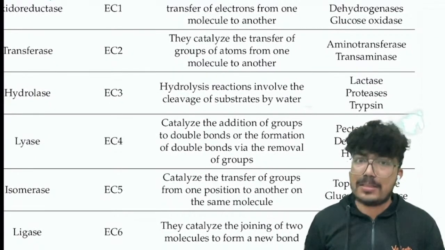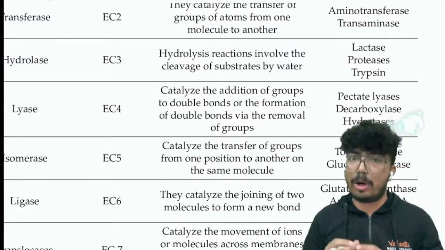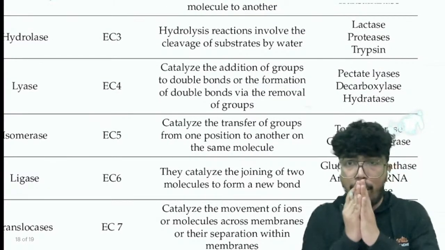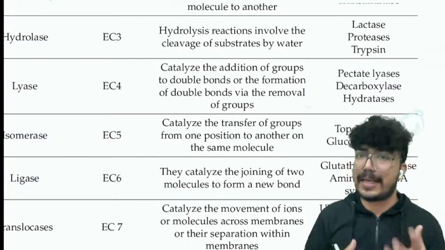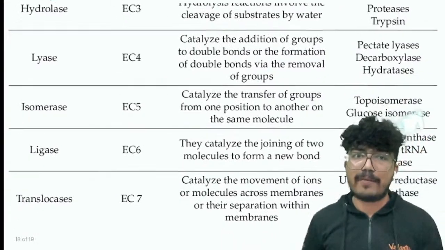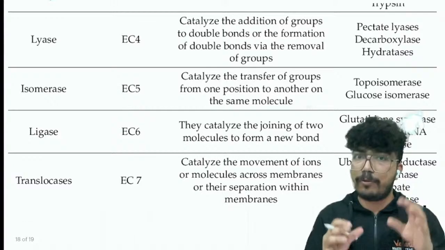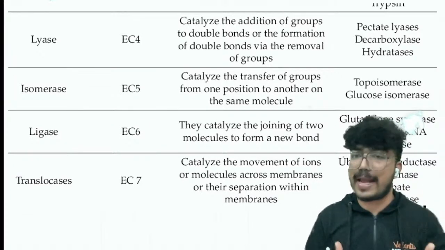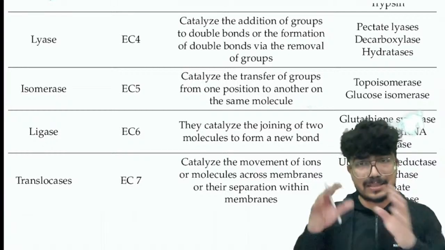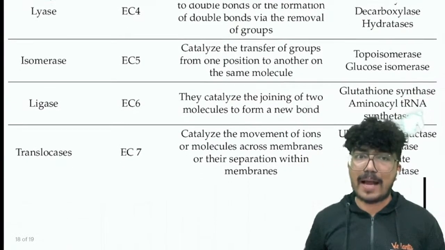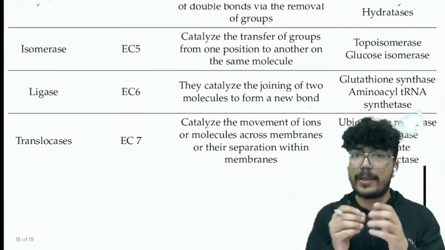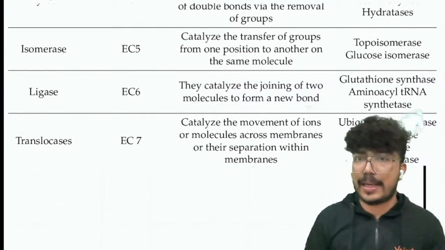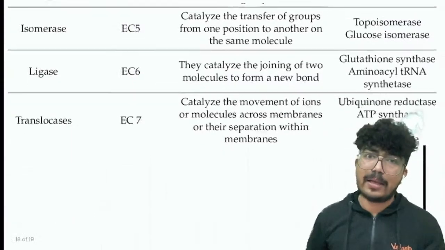Then we have lyases, which catalyze the addition of groups to double bonds or the formation of double bonds via removal of groups. Examples: pectate lyase, decarboxylase, hydratase. Okay, then we have the isomerases. They catalyze the transfer of groups from one position to another of the same molecule, so it will generate isomers only. Topoisomerases, glucose isomerases, right? Then we have the ligases. They catalyze the joining of two molecules to form a new bond. You have glutathione synthetase, aminoacyl tRNA synthetase, and then we have the translocases.